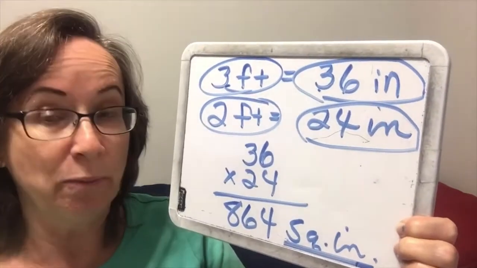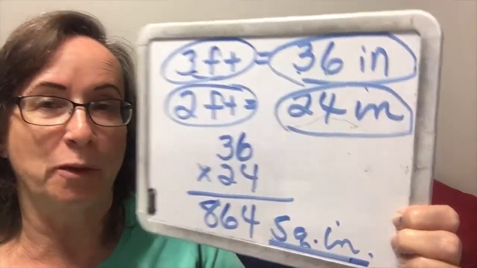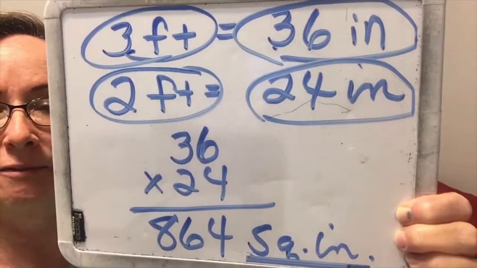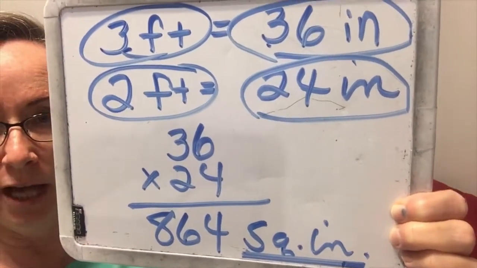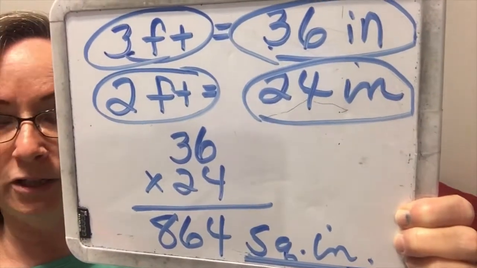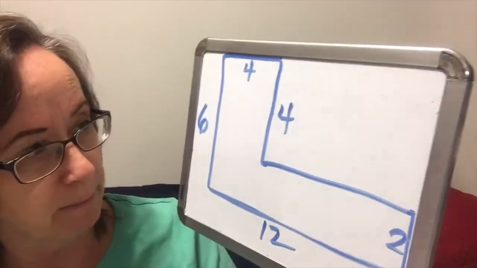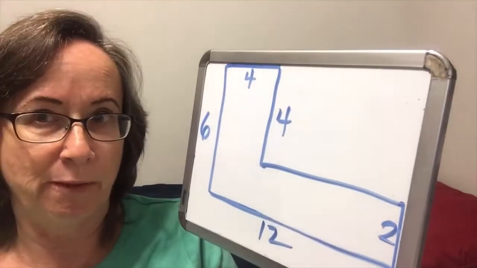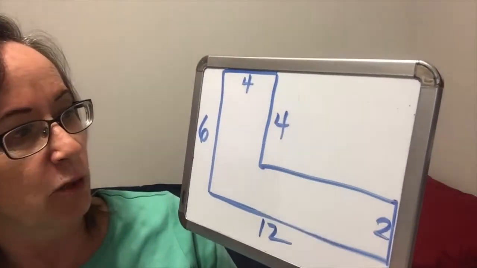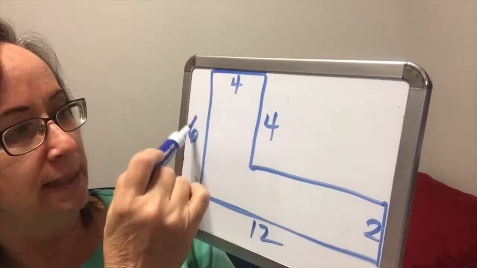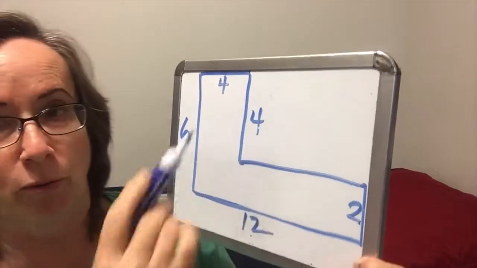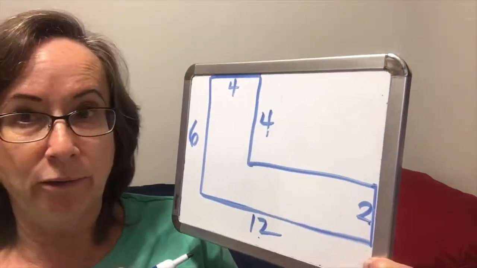Later on we will talk about other ways you could do that, but right now this is your lesson. Now we're going to go to a board that's like your practice. We have this very interesting figure. It could be the shape of a building. So we have 4, 6, 12, 2, 4, and we're going to find the area.